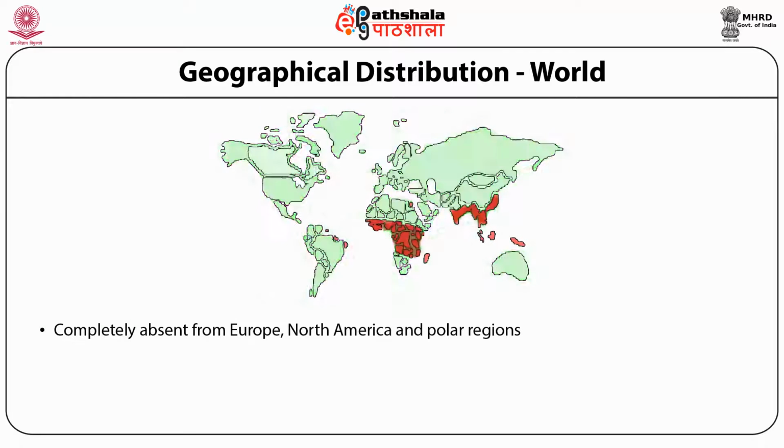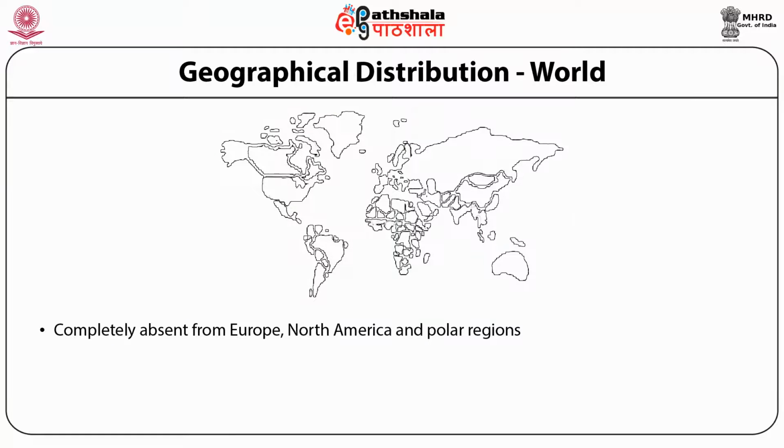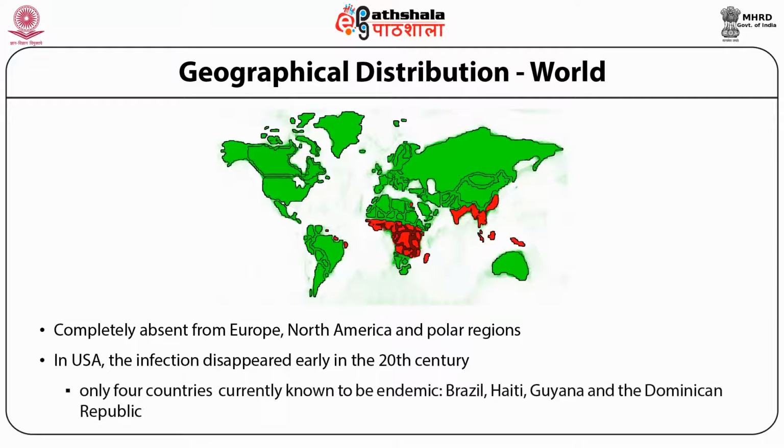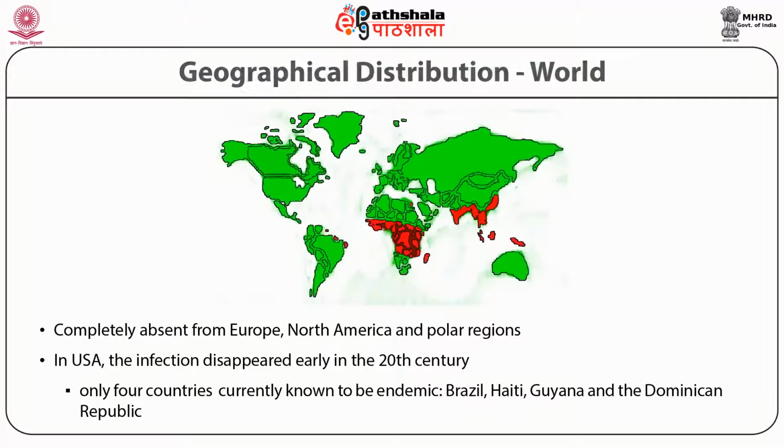Interestingly, the disease is completely absent from Europe, North America, and polar regions. In the United States of America, the infection had disappeared early in the 20th century. There, only 4 countries are currently known to be endemic: Brazil, Haiti, Guyana, and the Dominican Republic.